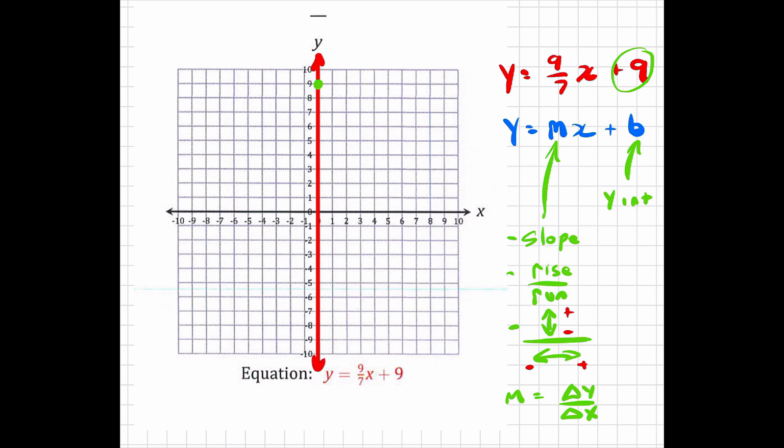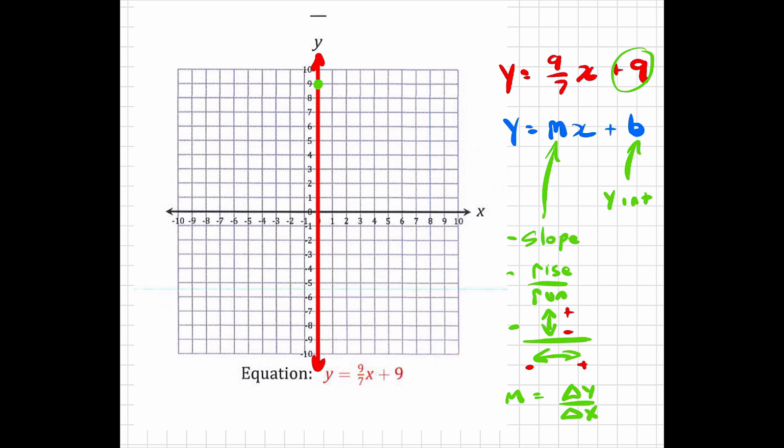Okay, so what is our change in y? We're going up 9. Well, that's telling me right here that I need to go up 9 and then right 7. And how do I know it's up? Well, because it's positive 9. How do I know that it's right? Well, because it's positive 7. But really, the entire slope is just positive. So this is a positive slope.